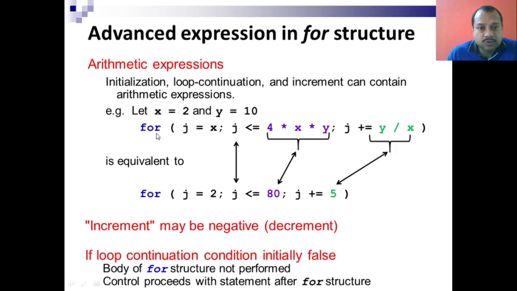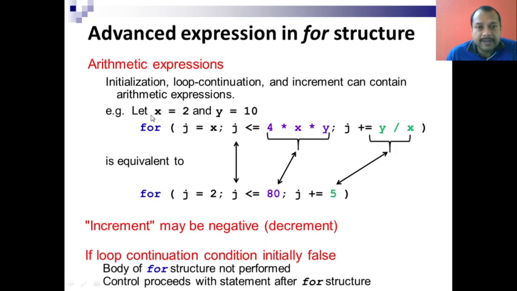So here is an example. Initially I am assuming x equals to 2 and y equals to 10, and that initialization is done before this for loop. After this, in this for loop, for j equals to x semicolon, this is the expression 1, then j less than equals to 4 multiplied with x multiplied with y, that is my expression 2, semicolon, then j plus equals to y divided by x. Now this plus equals to again is the short form, you can expand it as j equals to j plus y by x, definitely based upon the declaration of x and y as 2 different variables. Okay, if it is integer, then here the division will be integer division.